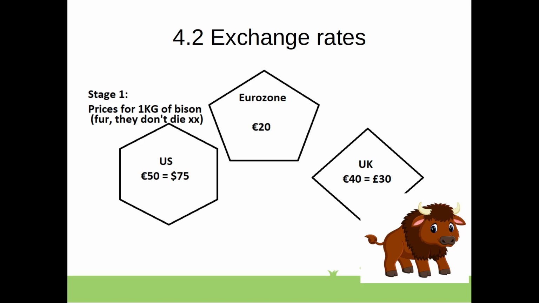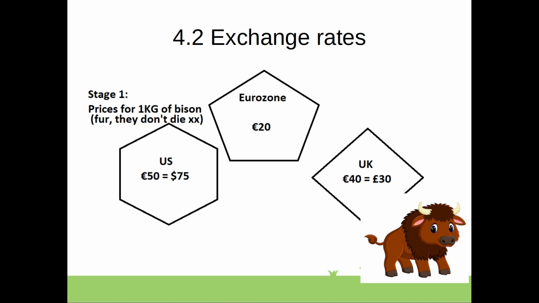It might be the case this is an unrealistic example, but imagine that bisons are still available here in the Eurozone. That's why the prices are so cheap for us compared to the other countries, right? As you can see, apparently 50 euros is around $75, and 40 euros is 30 British pounds. I think I really used the actual exchange rates from a few months back.